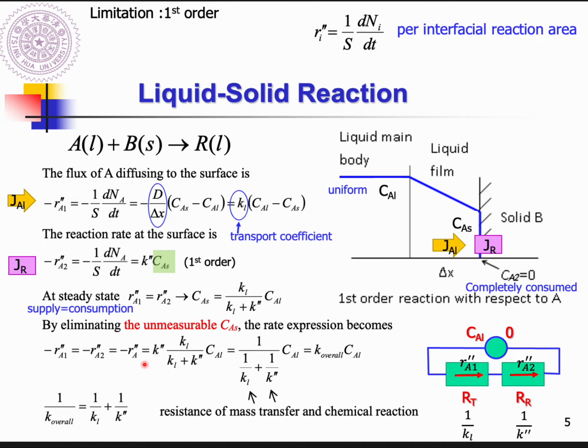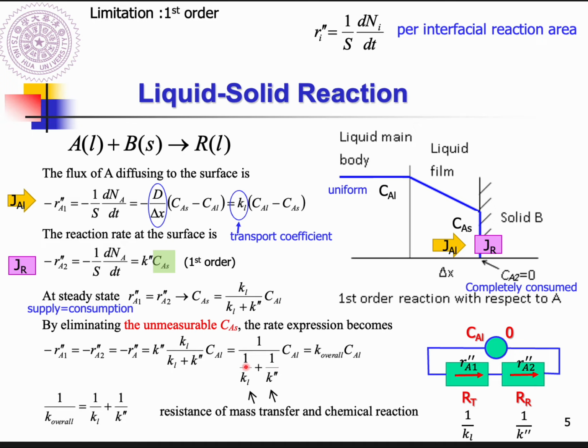Let's pay attention to this result. On your left-hand side, this term is the consumption rate of reactant A. It's a flux equal to the concentration of reactant A in the liquid main body divided by the reciprocal of KL plus the reciprocal of the rate constant.